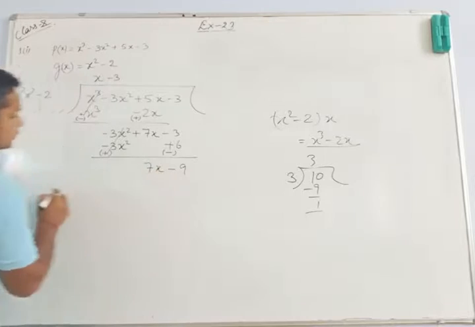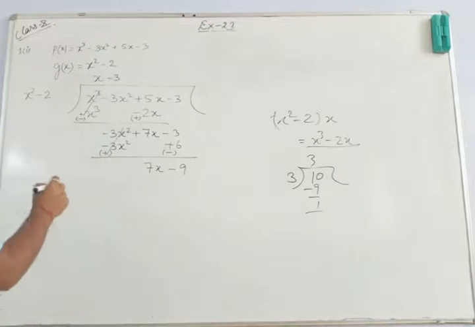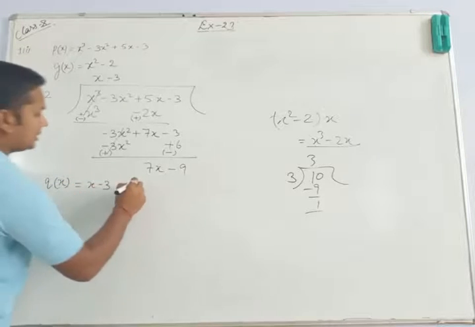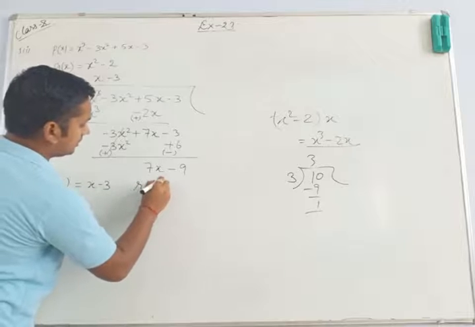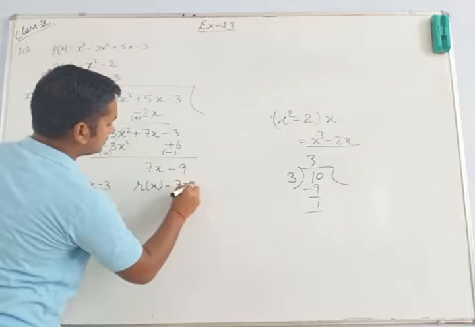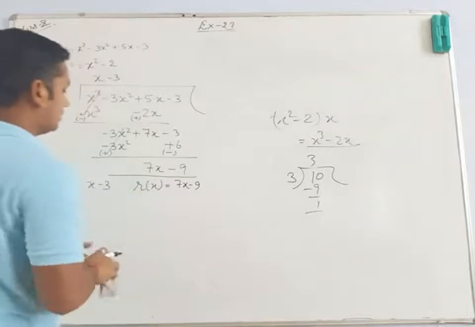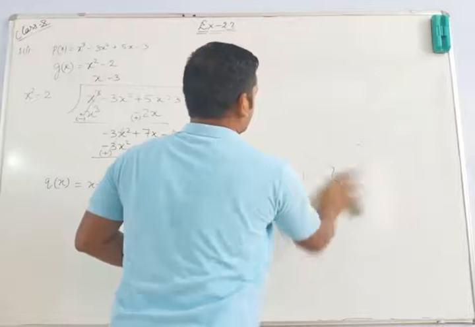7x. So here what he was asking about, quotient qx is what? Qx is x minus 3 and remainder rx is what? Rx is 7x minus 9. Okay student? So this was the end of the first question. Now the second question.